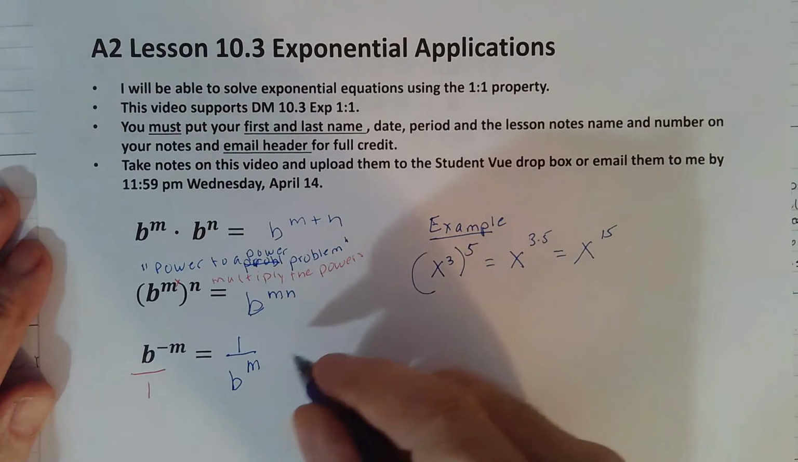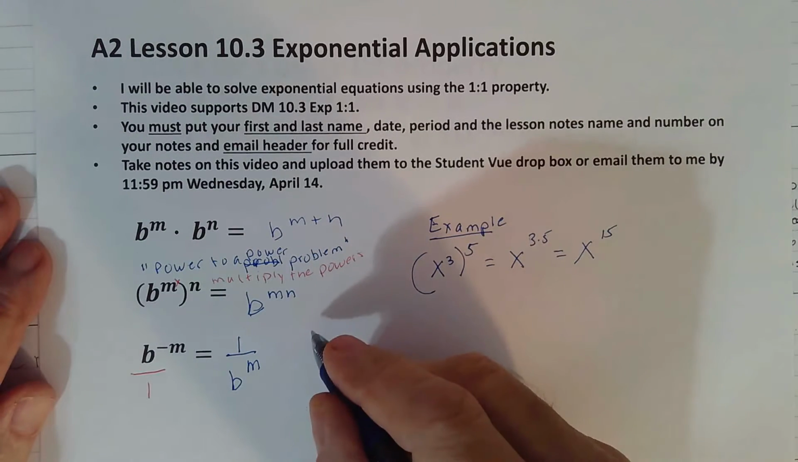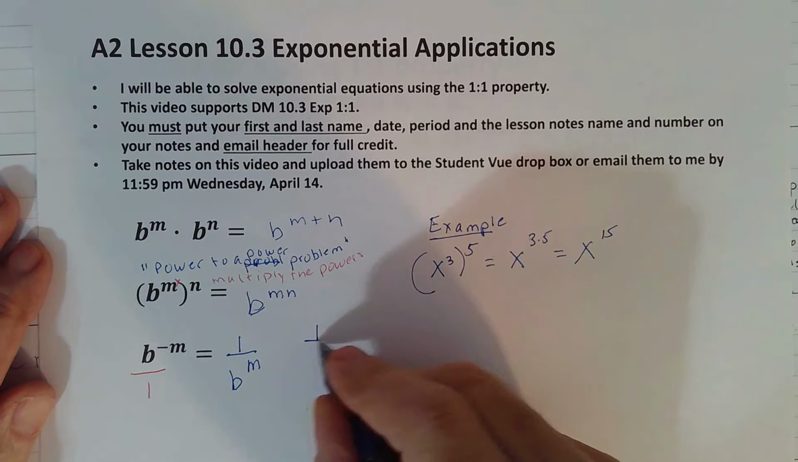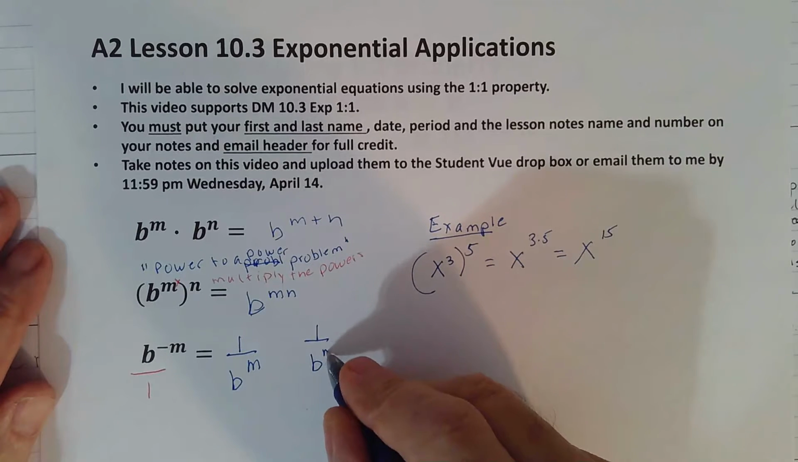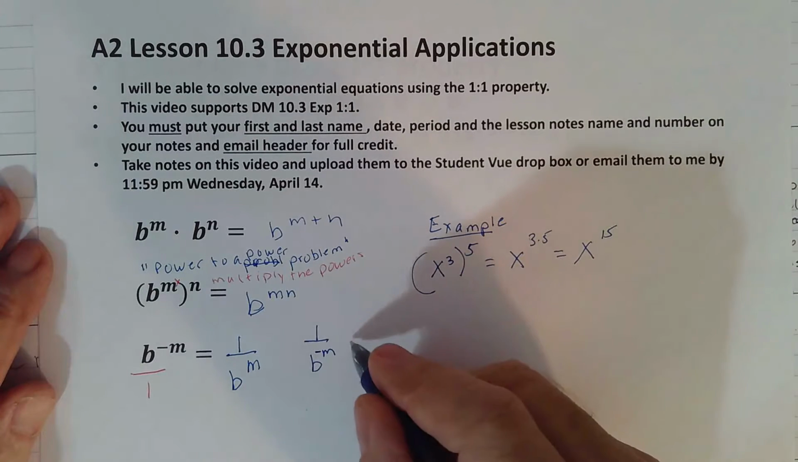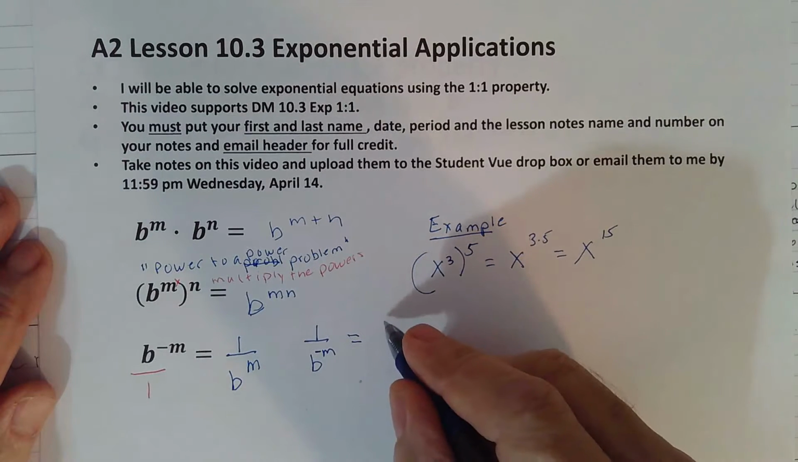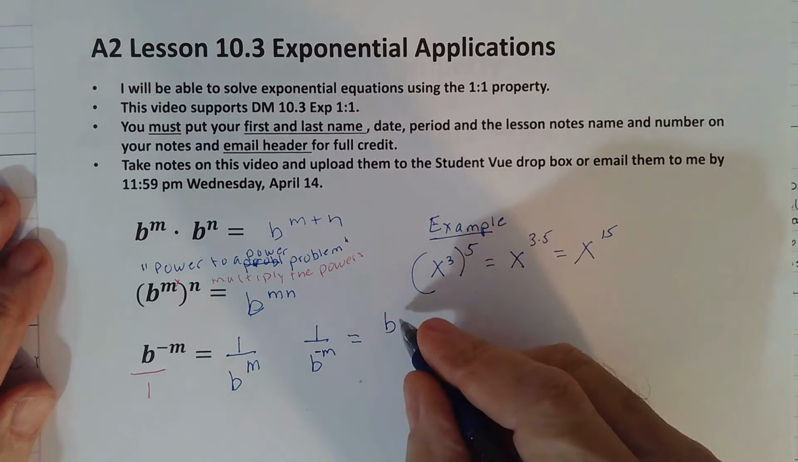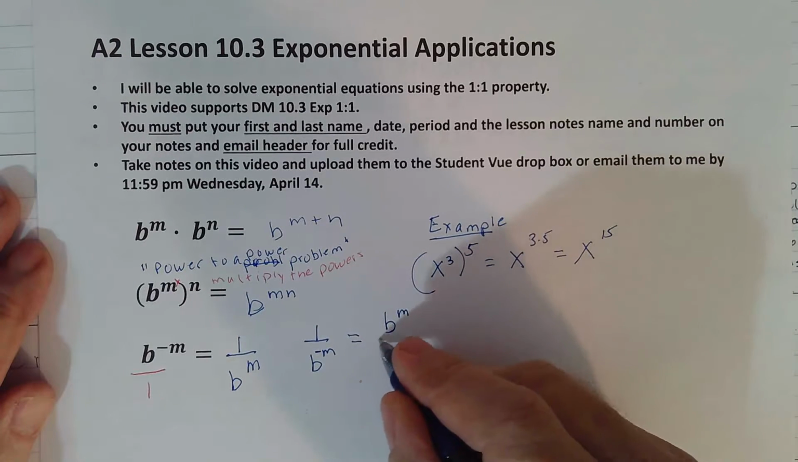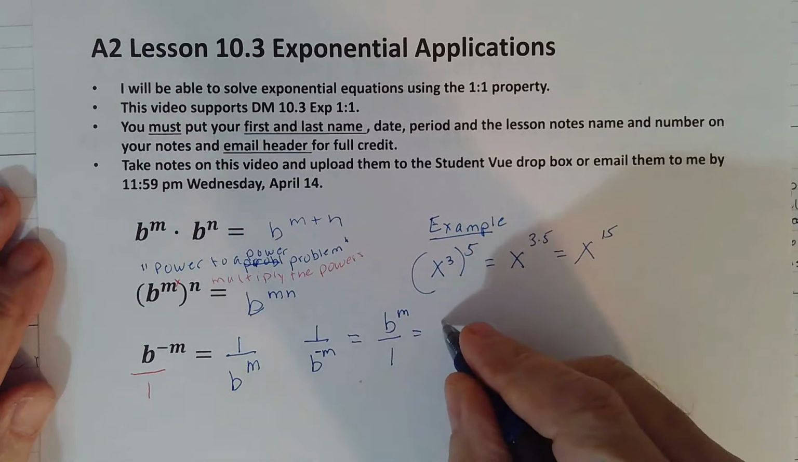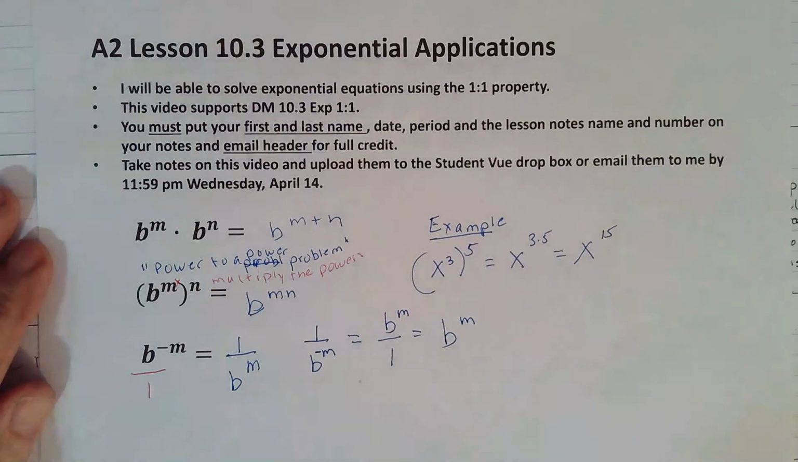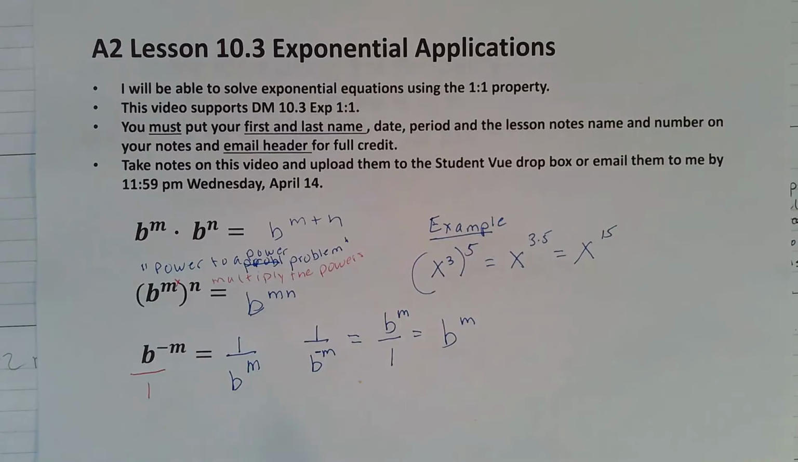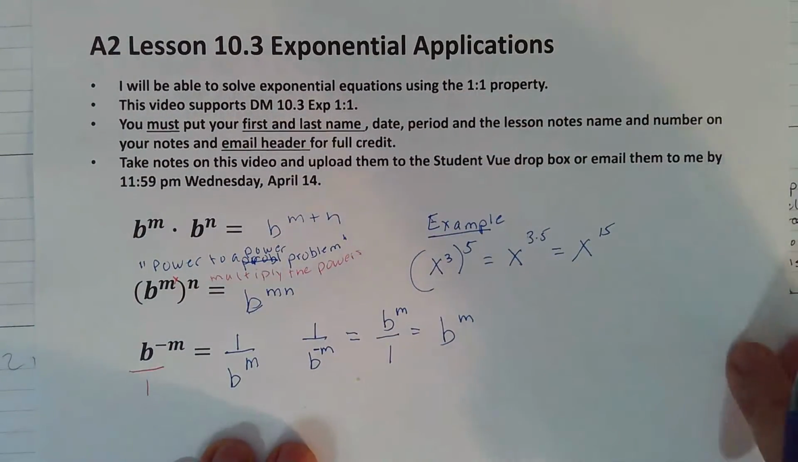Now, the other scenario is where you start with a fraction where the negative exponent is in the denominator. All right? And so, again, you just flip the fraction. You put the b to the m in the numerator, and b to the negative m becomes b to the positive m. And, of course, that just simplifies to b to the m. Okay? Pretty simple. All right. Let's move on.